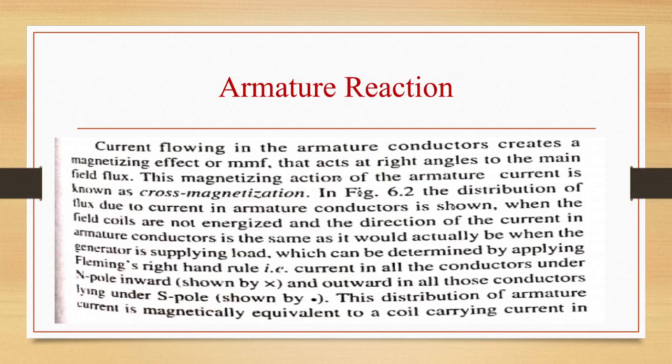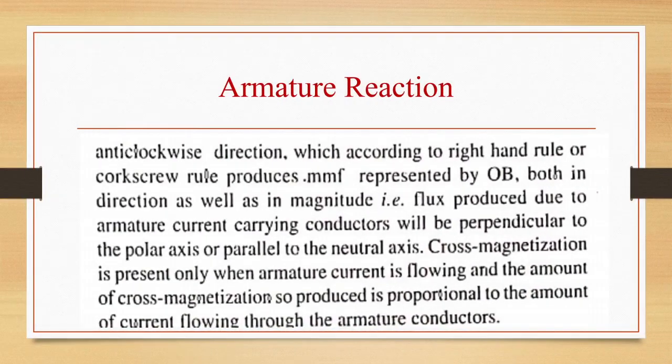This distribution of armature current is magnetically equivalent to a coil carrying current in anti-clockwise direction, which according to the right hand rule or corkscrew rule will produce MMF represented by OB both in direction as well as magnitude. That is, flux produced due to armature current carrying conductors will be perpendicular to the polar axis or parallel to the neutral axis. Cross magnetization is present only when armature current is flowing, and the amount of cross magnetization so produced is proportional to the amount of current flowing through the armature conductors.